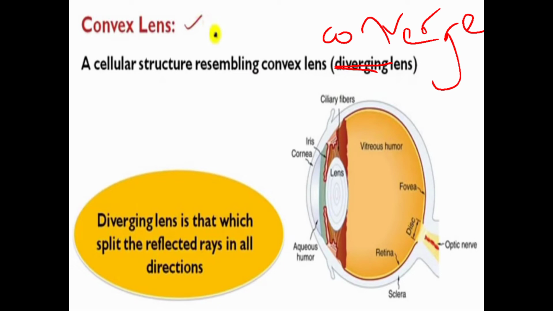Converging lens, that is, whenever a light ray or the reflection of any object enters, it passes through the lens and then it gathers at one point. So this is the reflection of the object at the retina. This is the exact reflection of the object. And diverging is that it splits the reflected rays in all the directions.